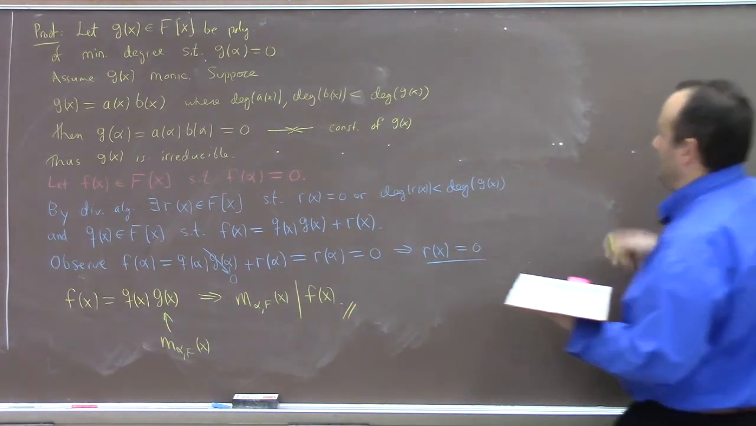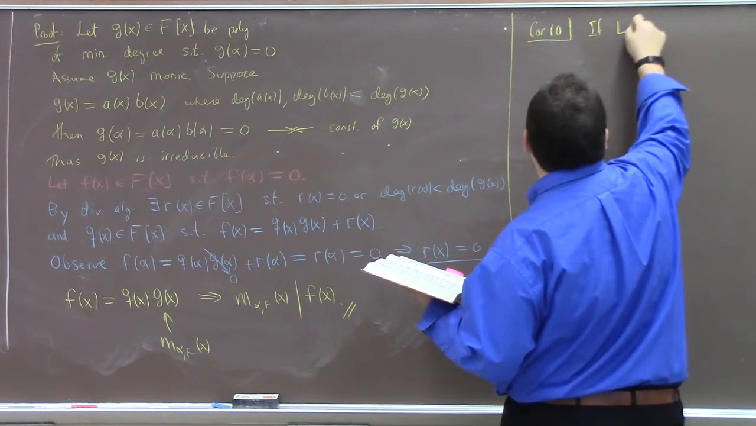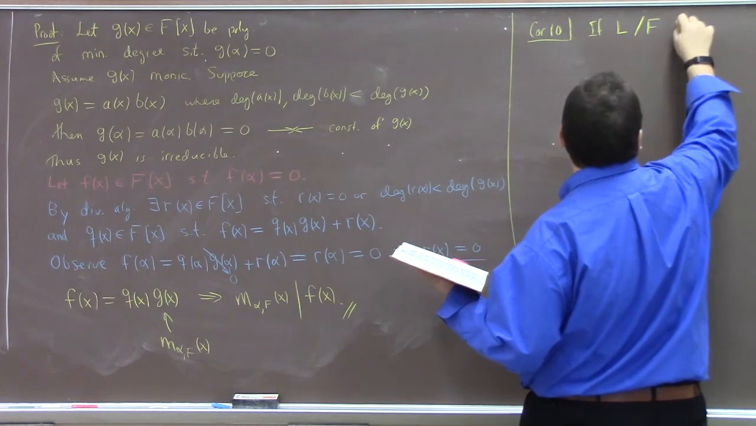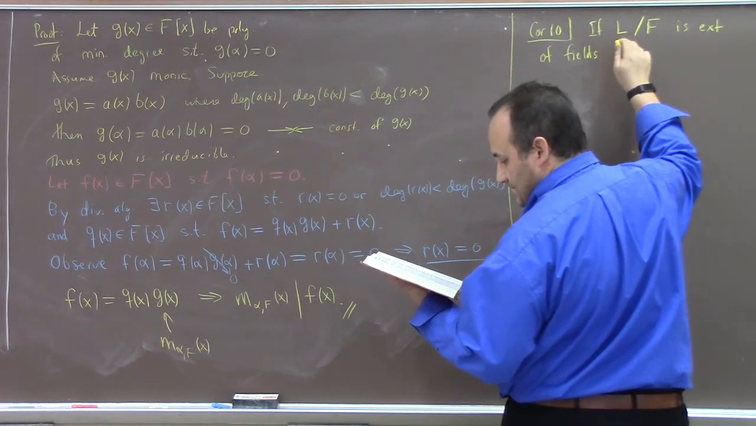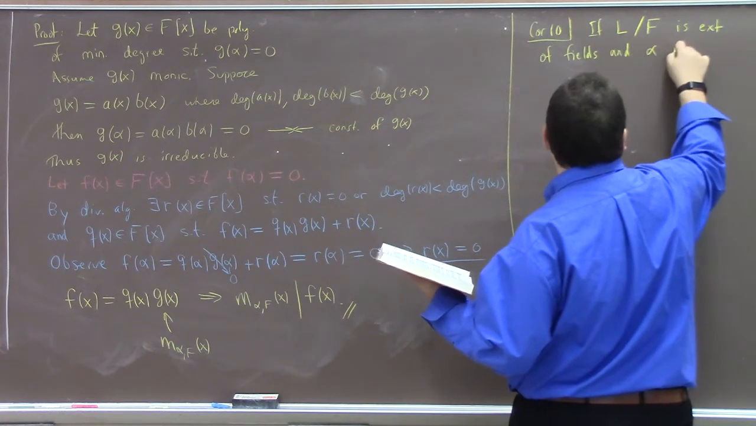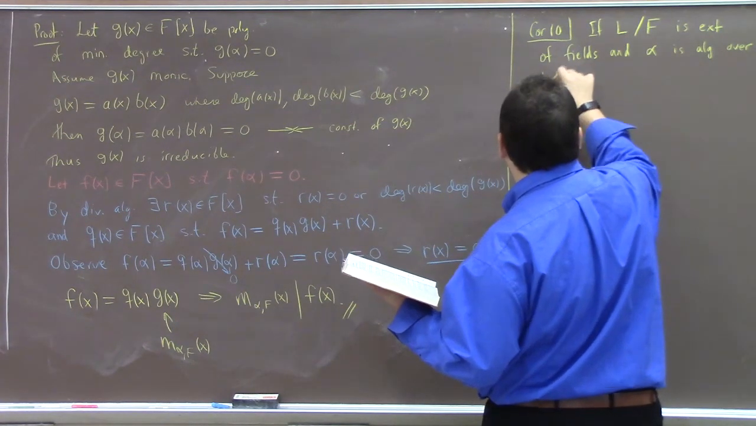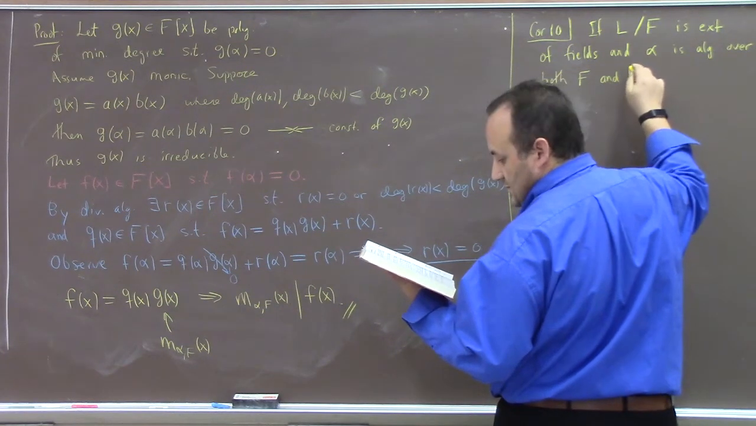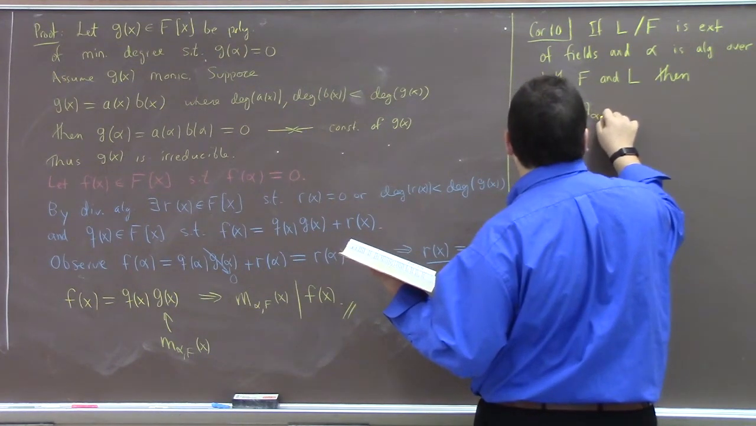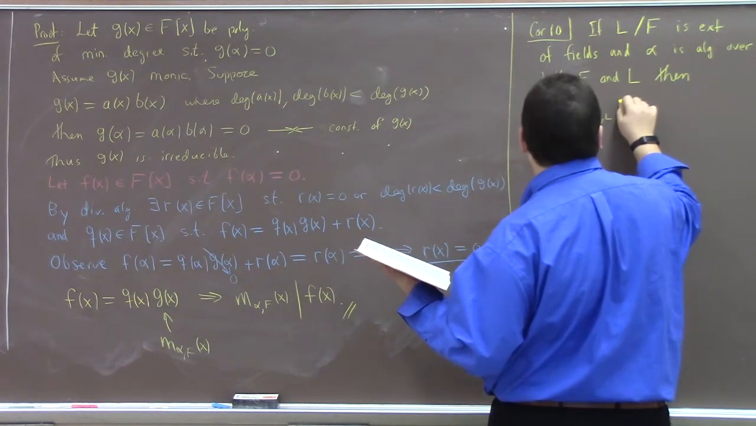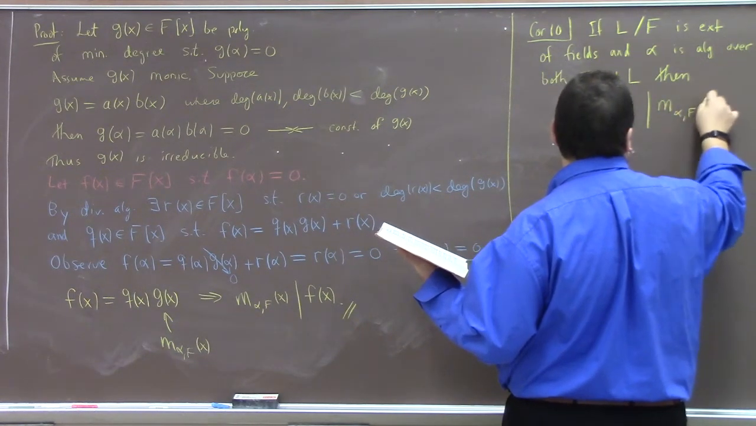Corollary 10 says that if L over F is an extension of fields and alpha is algebraic over both F and L, then the minimal polynomial of alpha over L in L of x has to divide the minimal polynomial of alpha over F in F of x.